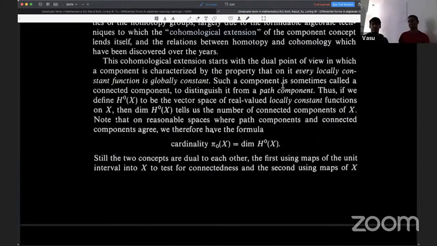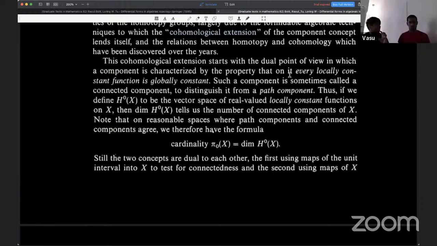And now you might see where the integrals are going to come in. So the first starting point of this simplified theory, which is dual to the original theory, taking place in the dual frame, is that every locally constant function, if you fix a component, you can detect this component by saying that every locally constant function is actually globally constant on that component.